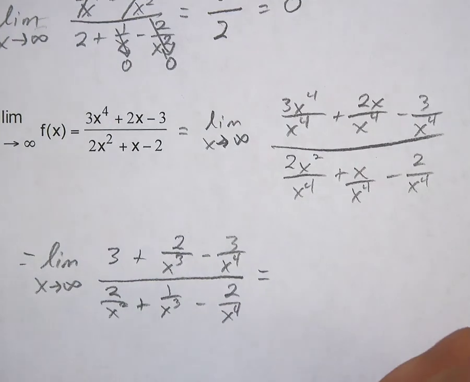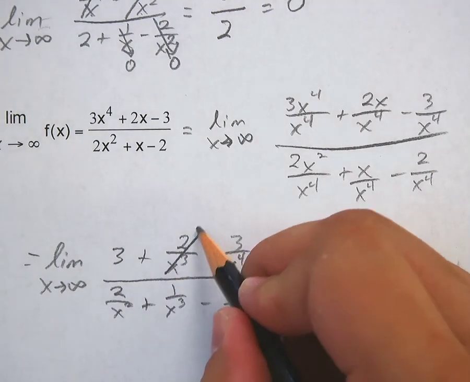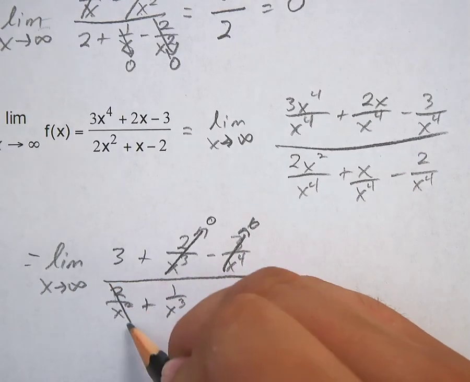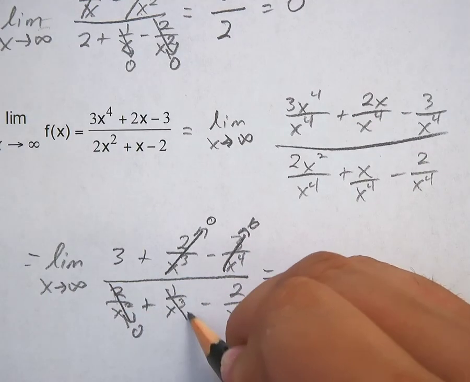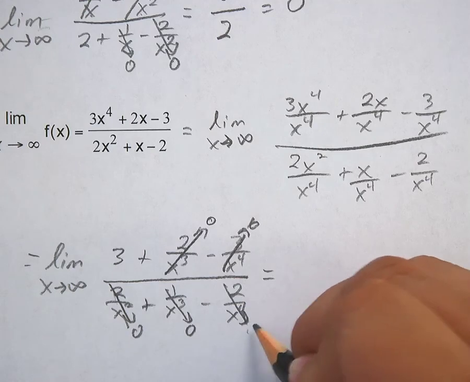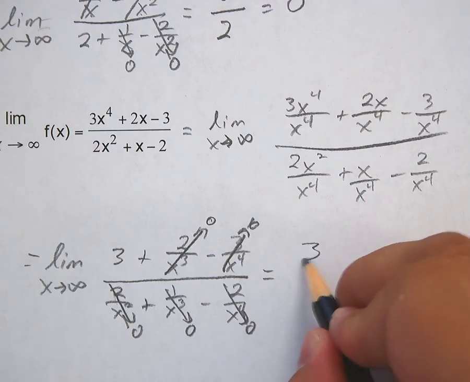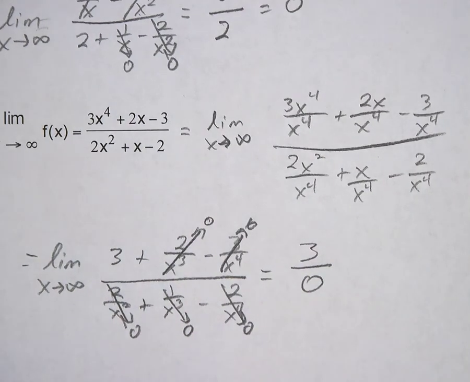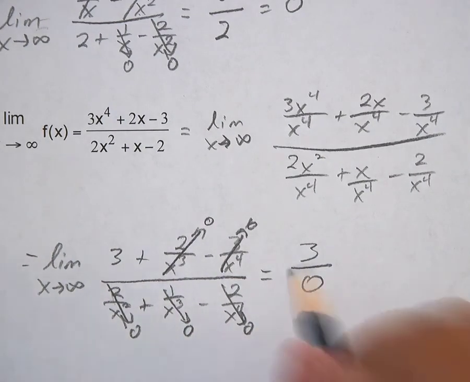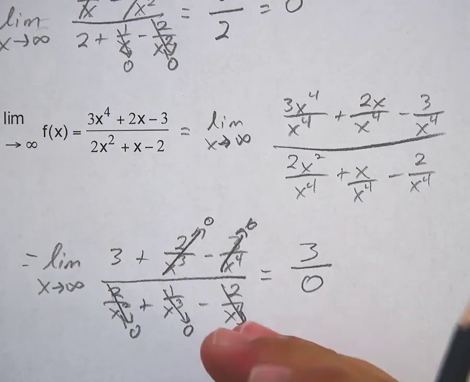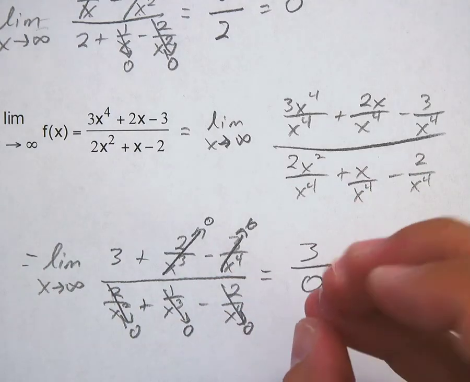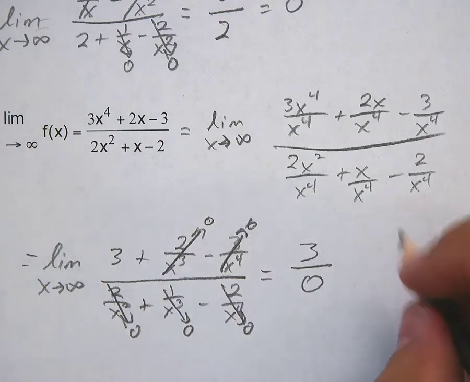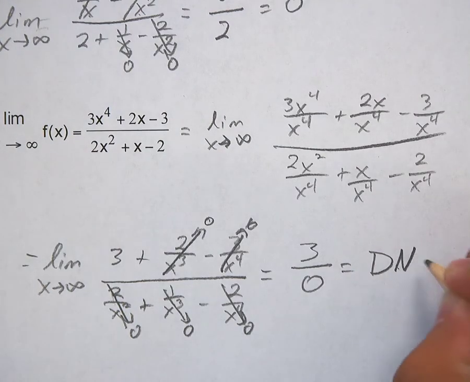So, following the same logic here, anytime your x is bigger on the bottom when you're plugging in infinity, you know that all of these are going to go to 0. So what you're left with is 3 over 0. Now that's undefined. Since it's undefined as a number, what would you say your limit is as x goes to infinity? Your limit does not exist.